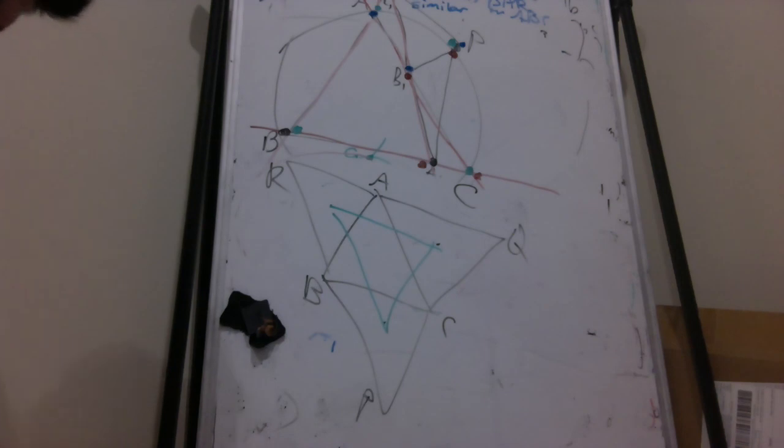PCB, CQA. Yeah, that makes a PCB. Wait, PCB? Just the three outer triangles. The circumcenters of the three outer triangles form another triangle that's similar to what? Each of the three triangles. Wait, what are the similar triangles?